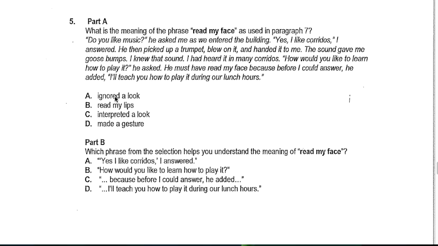A. Ignored a look. B. Read my lips. C. Interpreted a look. D. Made a gesture.